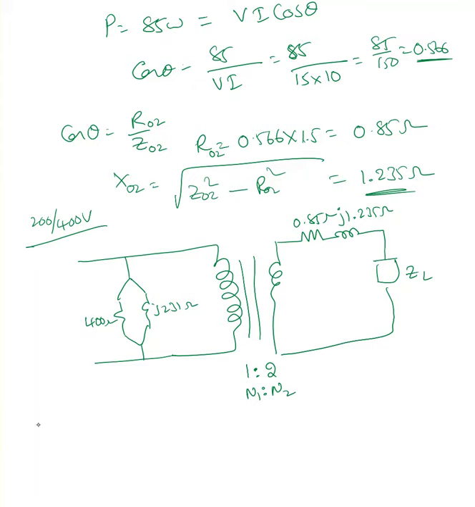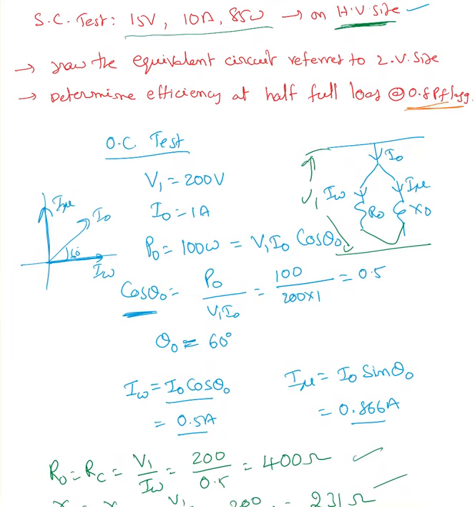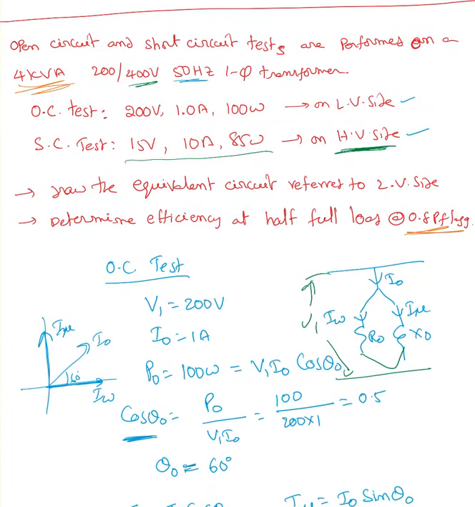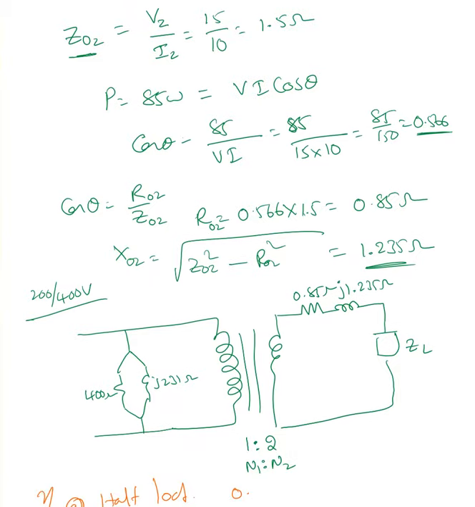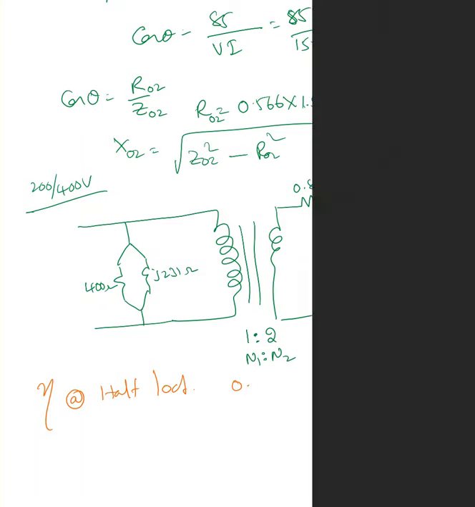Now the second part of the question asks about efficiency at half load. He also gave us the power factor, which is 0.8. Half load, according to this, is a 4 kVA transformer, so half load is 2 kVA. So the load here is 2 kVA at 0.8 pf.